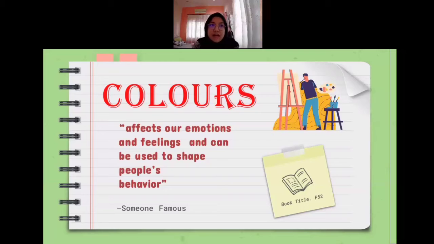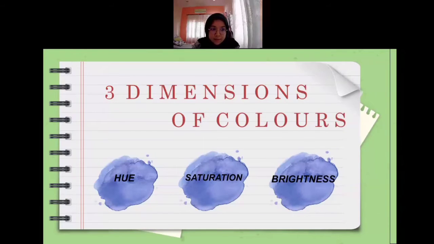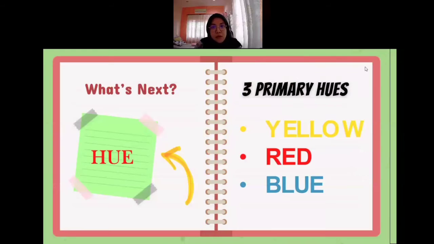Okay, next is the colors. Colors are one of the elements in visual symbols. Colors have three dimensions, which are hue, saturation, and brightness. So what is hue? Hue is the color itself. We have three primary hues, which are yellow, red, and blue, and these colors are used to create other colors.